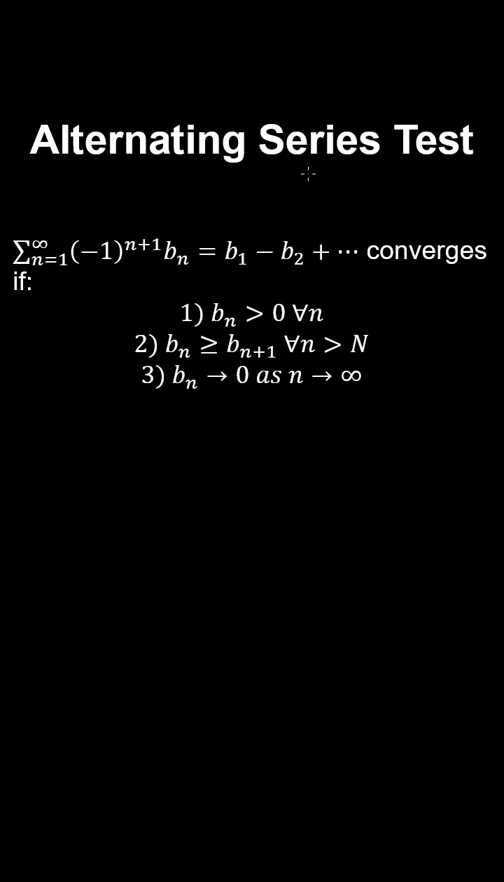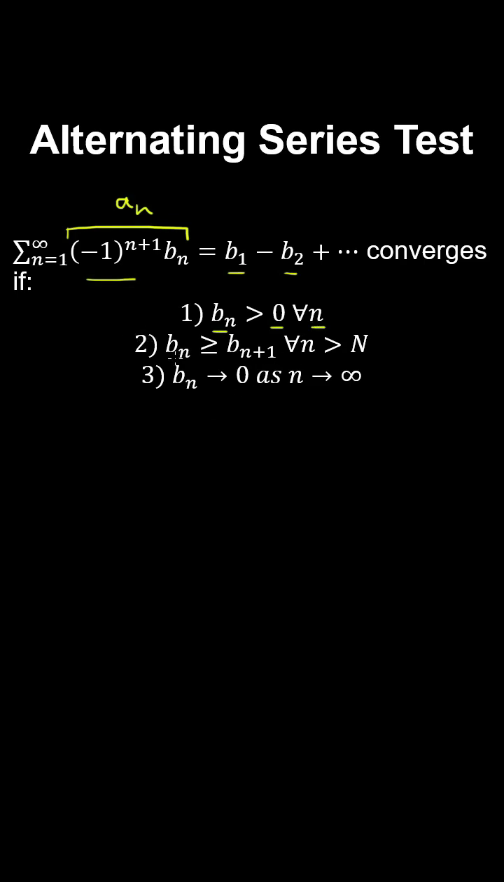The alternating series test is used to determine if an alternating series of positive and negative terms converges. So what we do is designate this as A_n, and B_n is the absolute value or the positive values of A_n. So the first rule states that for this alternating series to converge, B_n must be positive for all n.